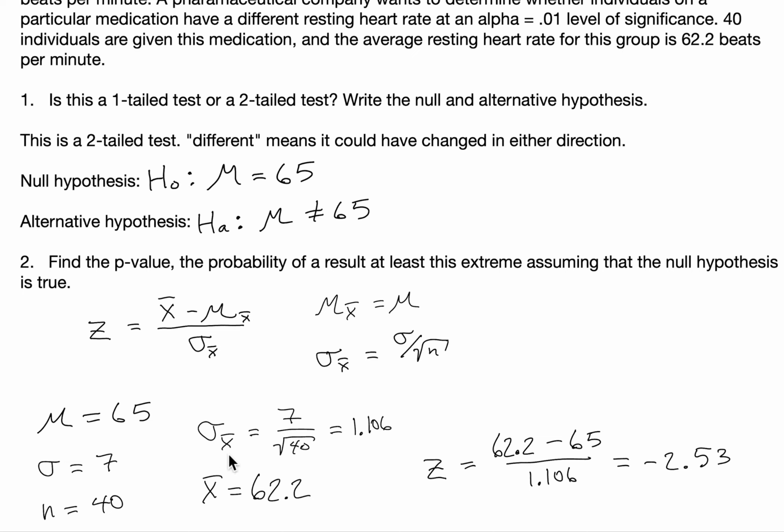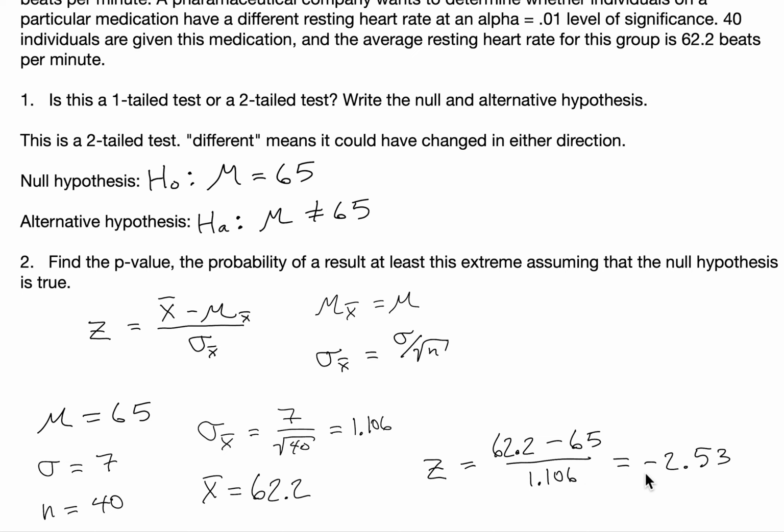Then the standard deviation of the sample means is the old standard deviation, 7, divided by the square root of the sample size, the square root of 40, and that gives us 1.106. And again, the sample mean for those 40 individuals who were on this medication was 62.2 beats per minute. So our z-score then is 62.2 minus 65 over 1.106.